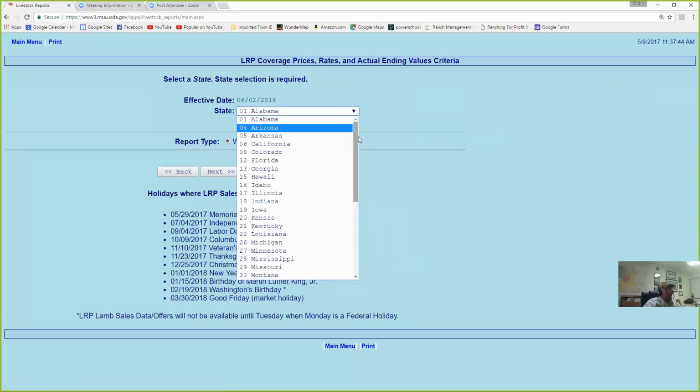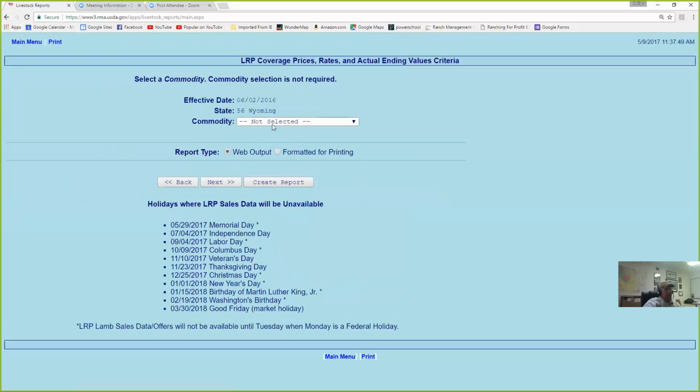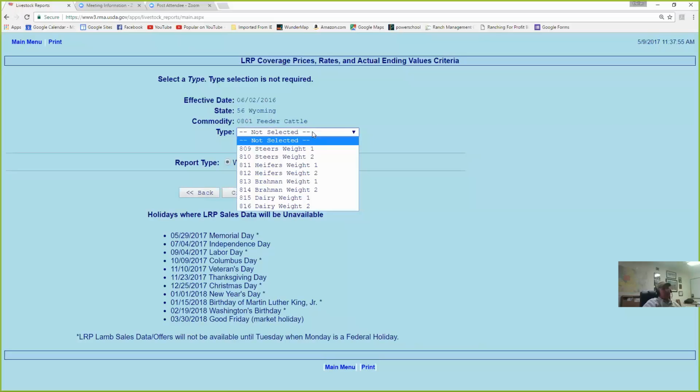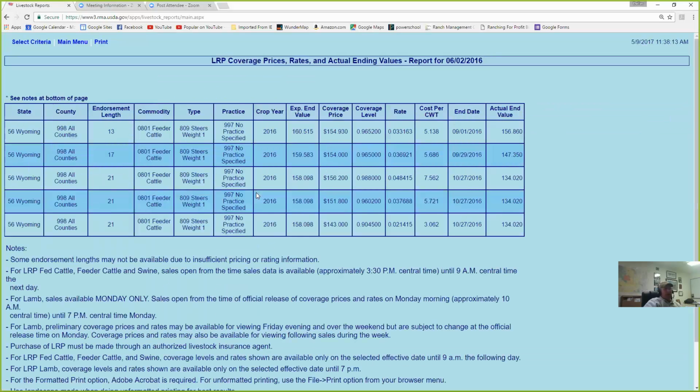Then I'm going to do it for Wyoming. I'm interested in feeder cattle. Now for type, this is going to take a little bit of explaining. Steers weight 1 and steers weight 2. Weight 1 is under 600 pounds. Weight 2 is between 600 and 900 pounds. Since I'm interested in a 500-pound steer, I'm going to choose steers weight 1. All right, so on June 2nd, here are the products that they were offering.